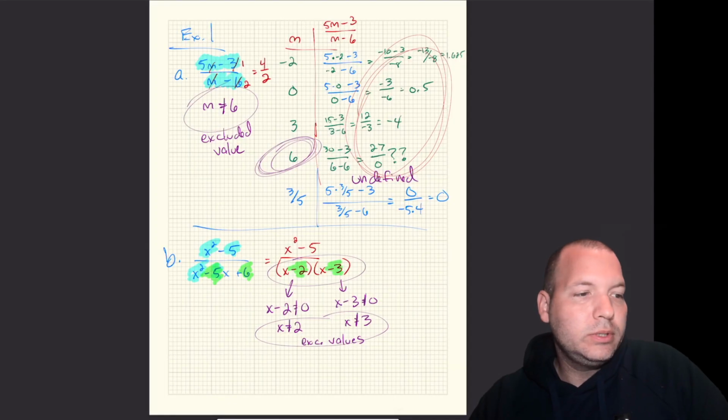So what I would like you to do is to look at Check Your Progress 1A and 1B. You don't need to simplify anything. There's no canceling involved here. Just tell me, what should I not let x equal, because it would cause the denominator to be equal to 0, and that's bad.